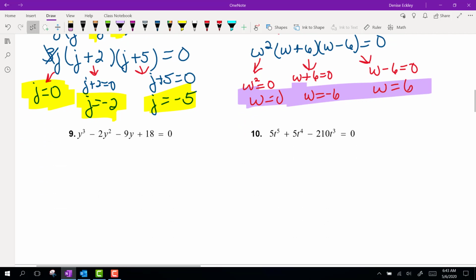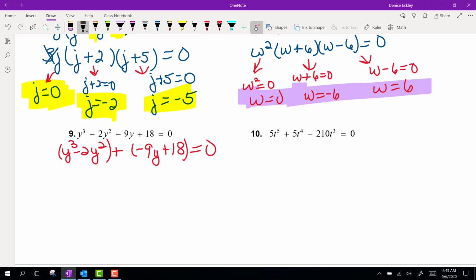Next one, I have 4 terms, so I know right away I'm going to be grouping. I look for a GCF first. The 18 does not have a y, so I can't factor out a GCF. So I'm going to have y cubed minus 2y squared is my first group, and my second group is going to be -9y plus 18.